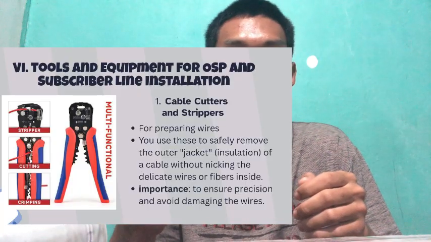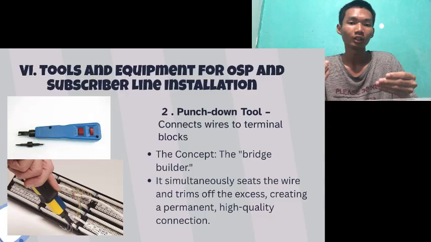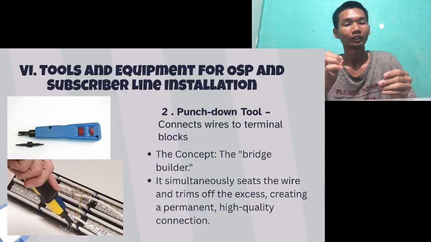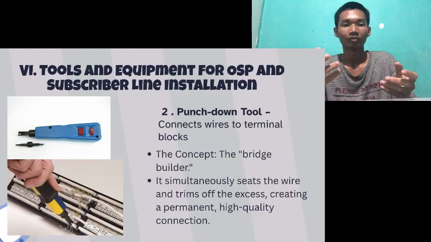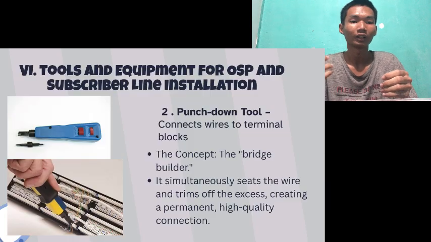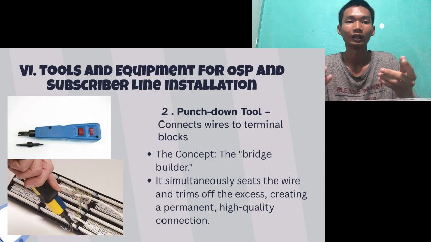The next tool is the punch down tool. The concept of this is like a bridge builder. When you need to connect a thin wire to a terminal block, you don't just tie it. You use this tool to punch down the wire into a metal slot, and it trims off the excess, creating a permanent, high quality connection. So kaya dili mawala-wala ang signal.